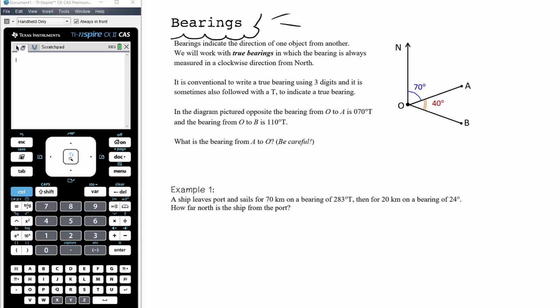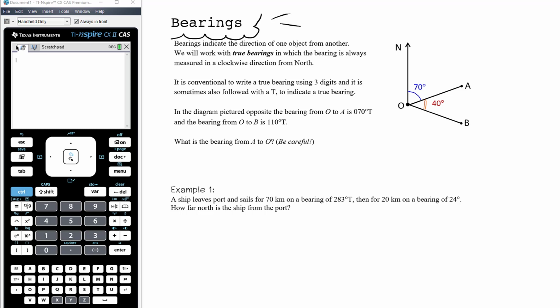Right, so in this video we are looking at problems involving bearings. So we only talk about three-figure bearings, okay? It's possible to talk about compass bearings, which is when you talk about north 20 degrees east or south 50 degrees west or whatever it might be. We only talk in terms of true bearings, which is a three-figure bearing, and we'll talk about how to interpret those.